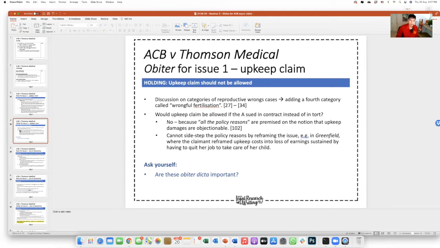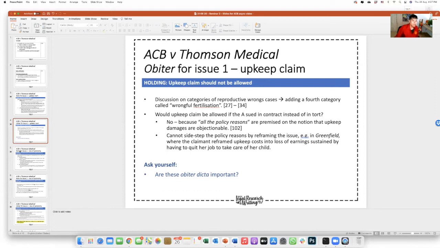All right? Okay? And I would say that this is all dicta because at the end of the day, the appellant didn't sue in contract. It's just hypothetical, right? Okay. Now, if the appellant did sue in contract, alongside tort, then I would say this reasoning, as to whether or not the claim in contract would lead to an upkeep claim, would become ratio. But because in reality, the appellant never sued in contract, this whole discussion becomes hypothetical, becomes merely academic, and therefore cannot be considered as ratio. All right?